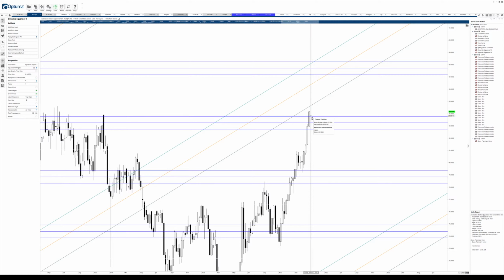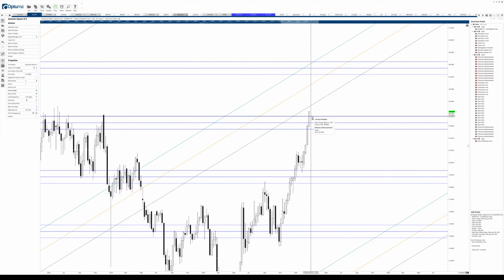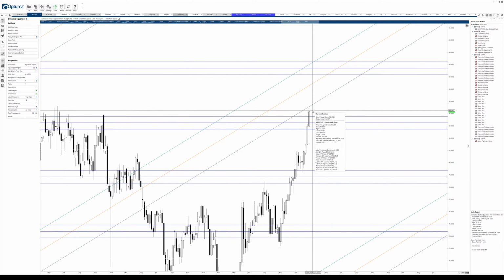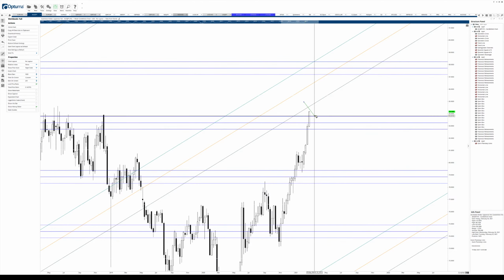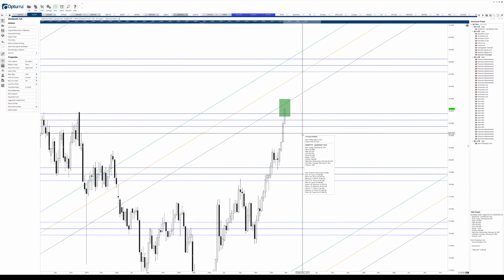Actually, anywhere between 83.75 and 84.75. Anywhere around there, that is a good level to look at for a short. I mean, that's a great zone for a short.